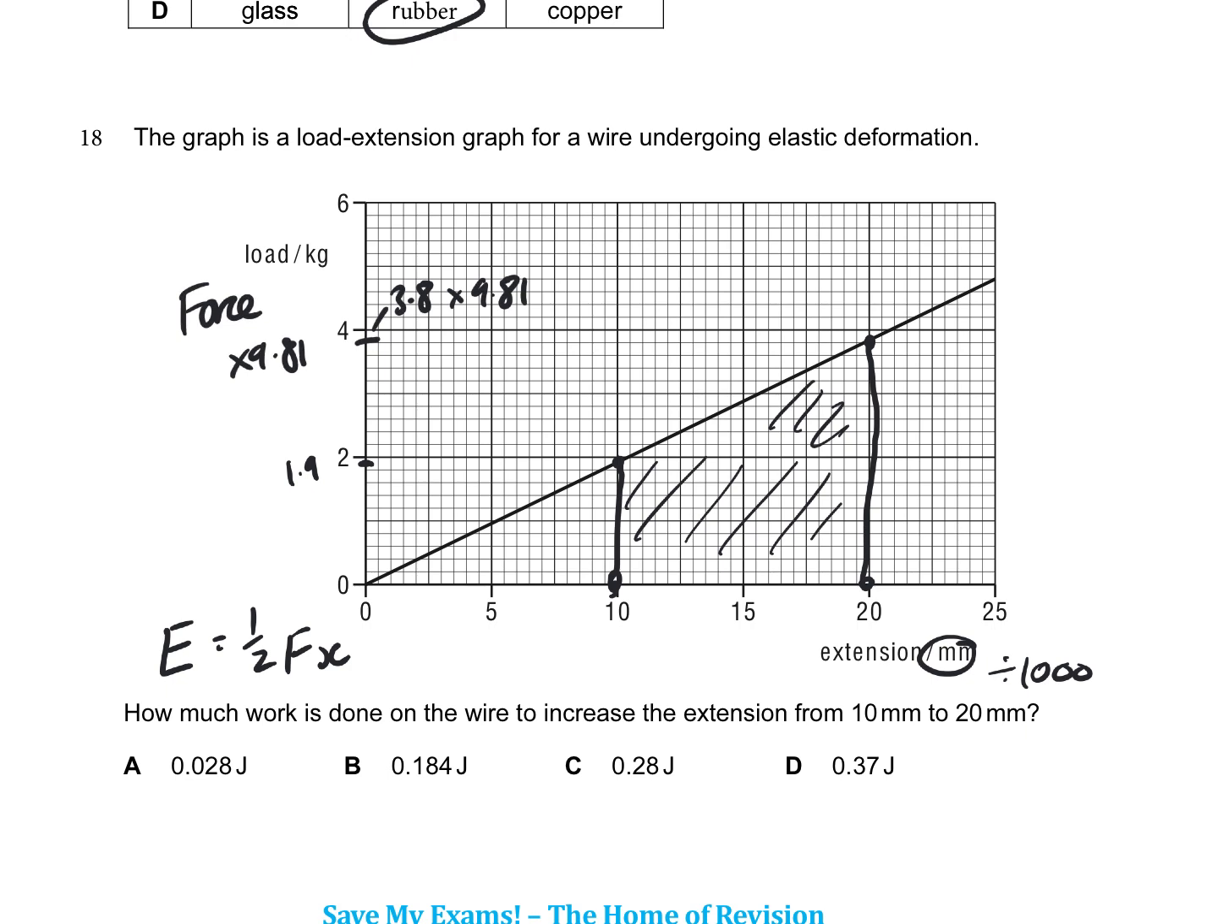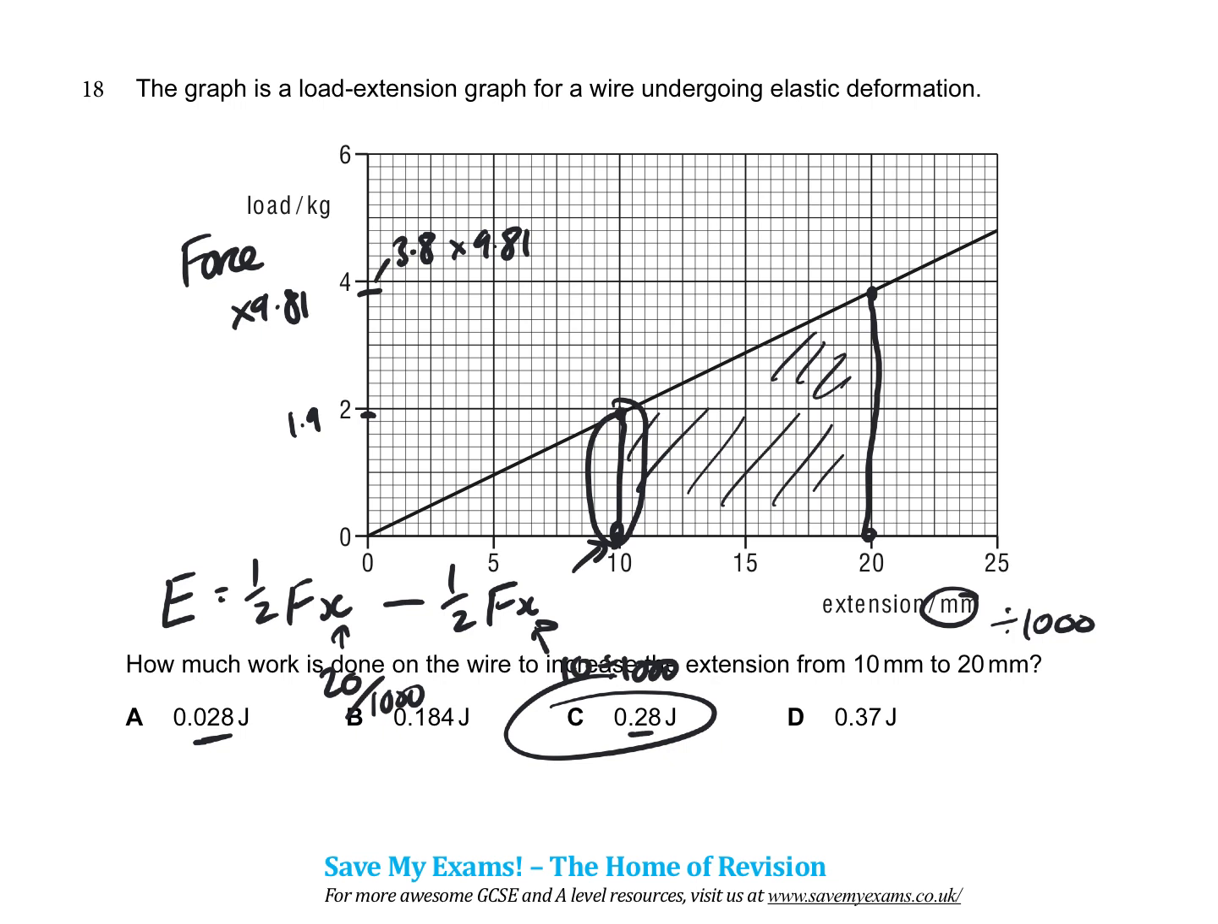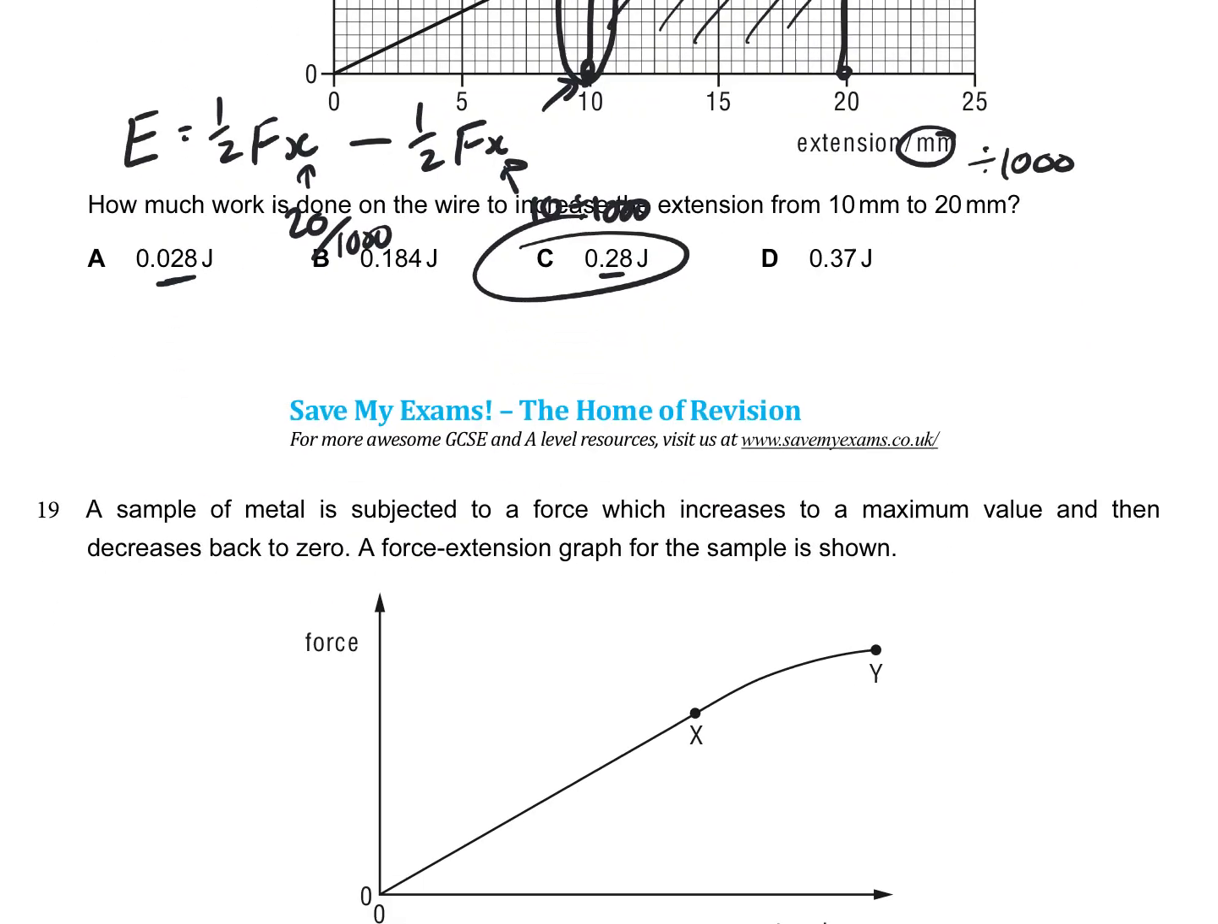And then you could subtract it from the elastic potential energy at that stage. So here you'd put in your 20 divided by 1,000, minus half Fx for this part, where you put in 10 divided by 1,000 there. I'll leave you to do that. And you should get an answer of C if you do it correctly. Notice the little trap here. This will be if you don't convert your units. So turning load into newtons by times by 9.81 and converting extension into meters by dividing by 1,000.